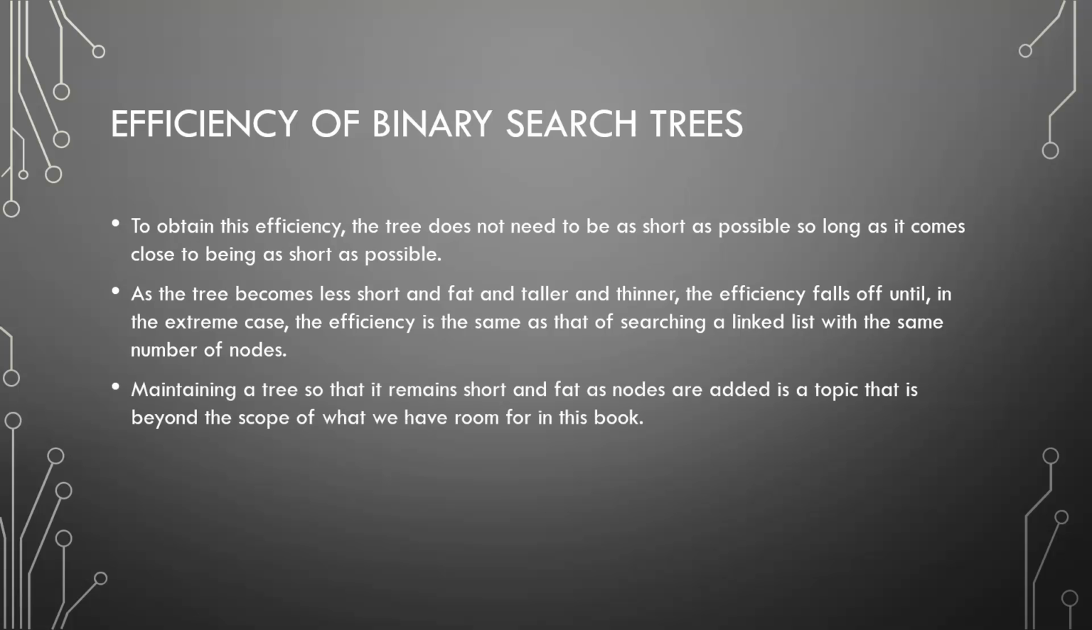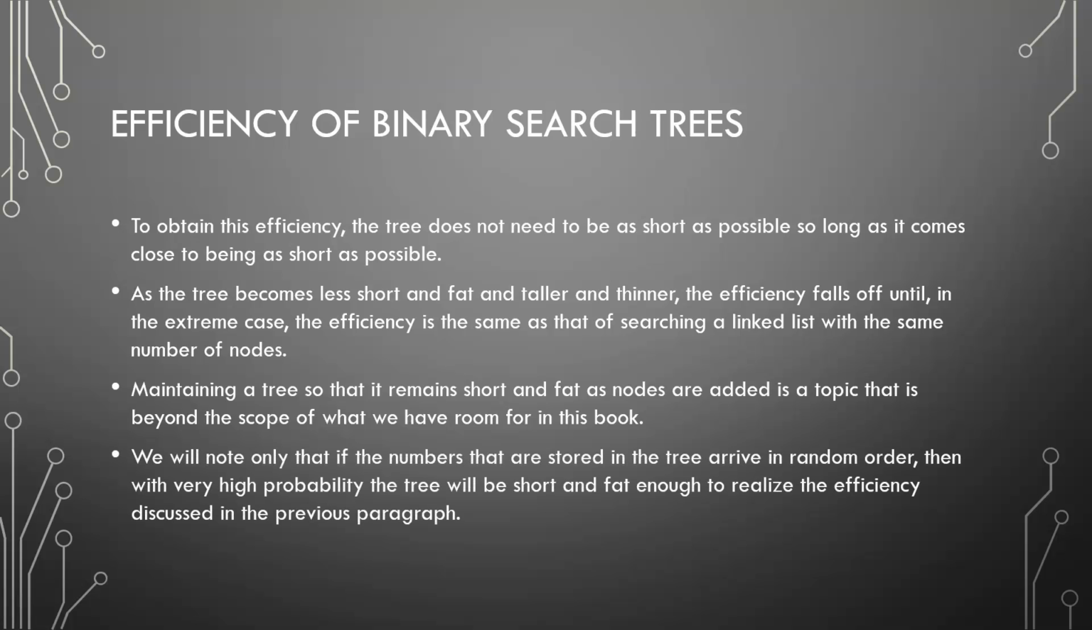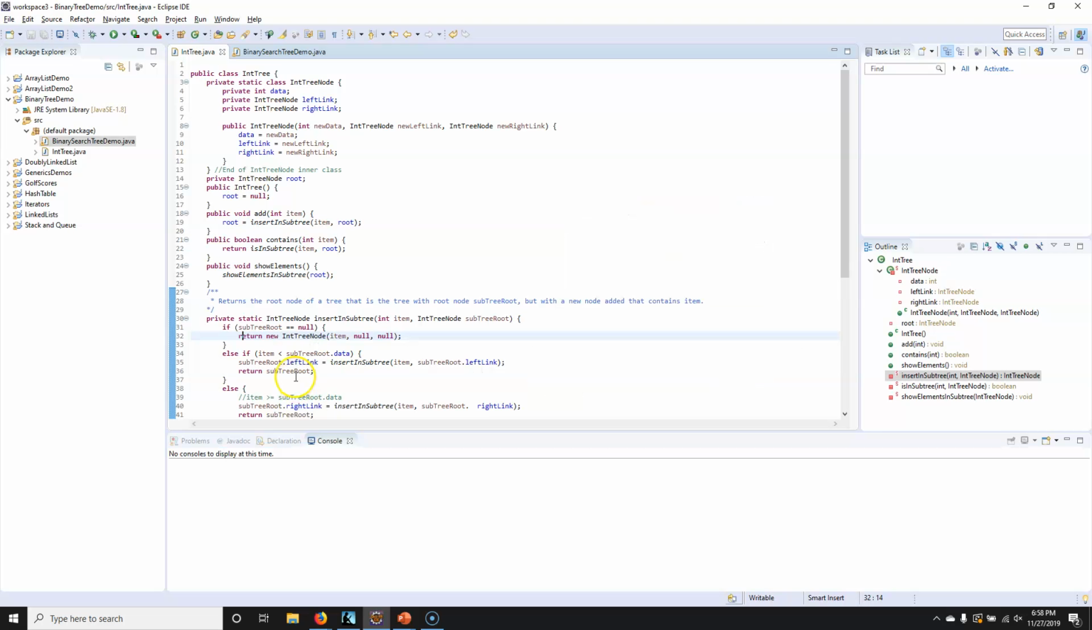Now, maintaining a tree so that it becomes short and fat as nodes are added is a topic beyond the scope of what we have room for within this course. We will note that only if numbers are stored in the tree in a random order, with very high probability the tree will be short and fat enough to realize the efficiency discussed within the previous text. Okay, and now that I've traversed through all that, let's go and look at our code.